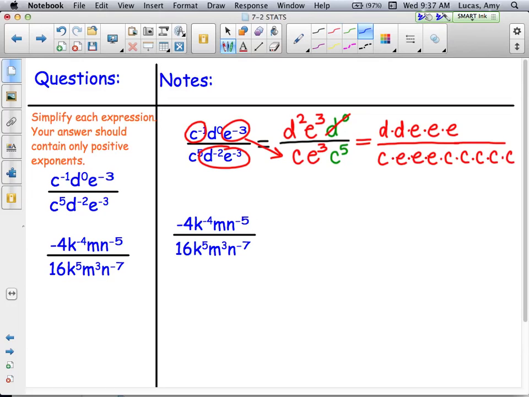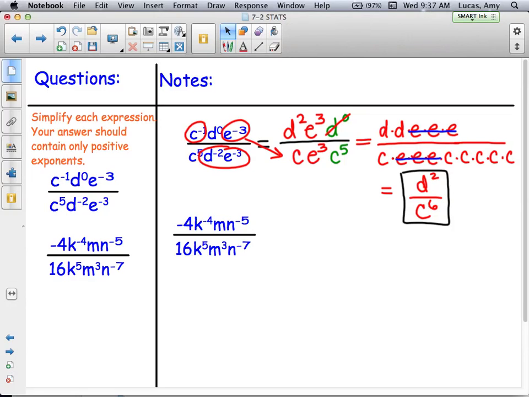Okay, now let's cancel out 3 E's on each, and that looks like all. So on the top of the fraction I have D to the second, and on the bottom, if I put all of my C's together, I now have C to the 6th power. So there is my answer, D to the second divided by C to the 6th. Okay, our last one.